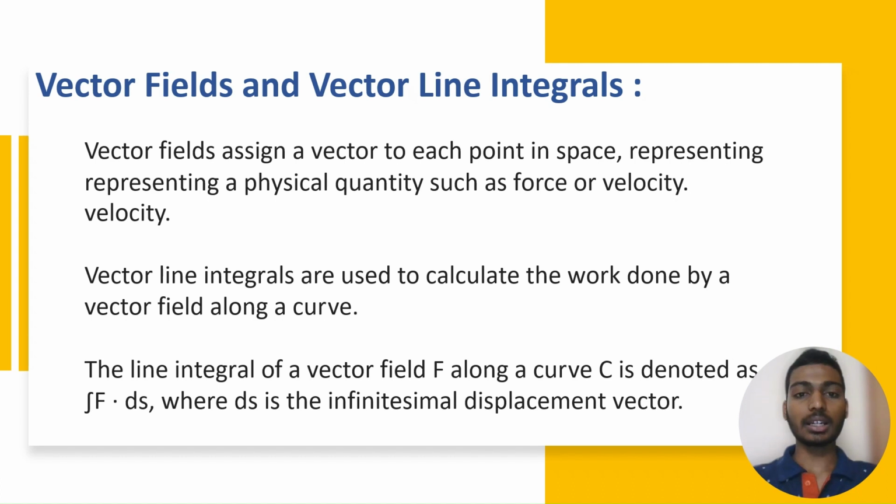Vector fields and vector line integrals. Vector fields assign a vector to each point in space, representing a physical quantity such as force or velocity. Vector line integrals are used to calculate the work done by a vector field along a curve. The line integral of a vector field F along a curve C is denoted as integral of F dot dr, where dr is the infinitesimal displacement vector.